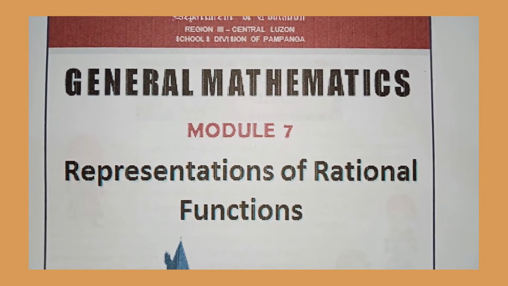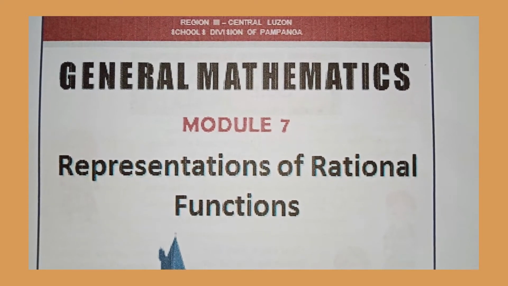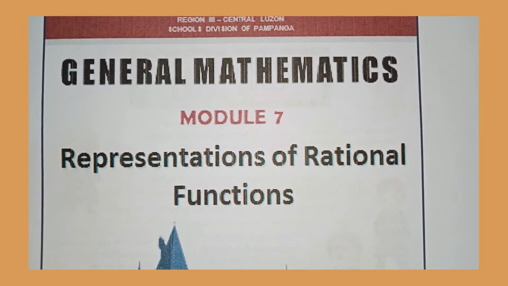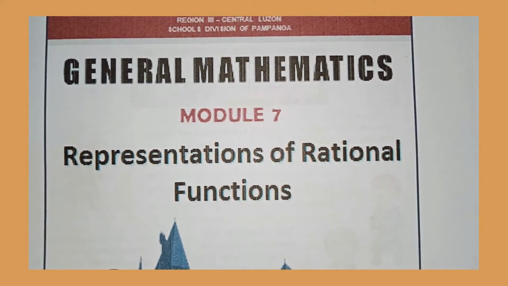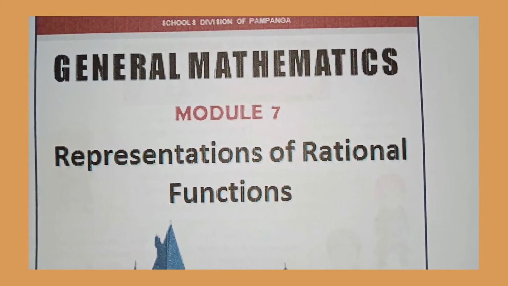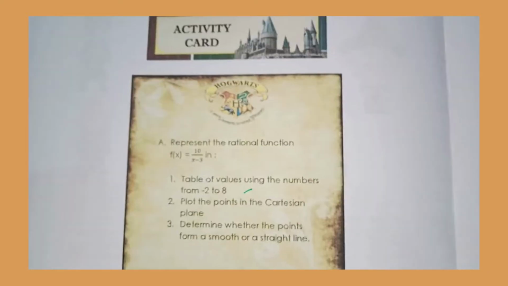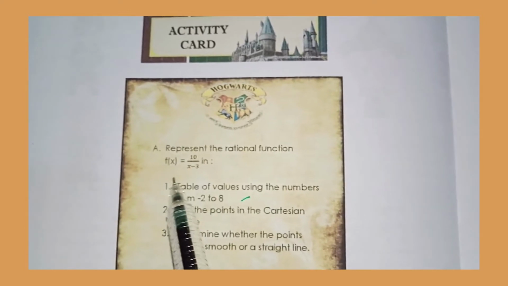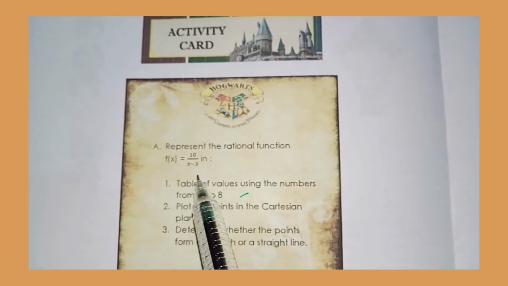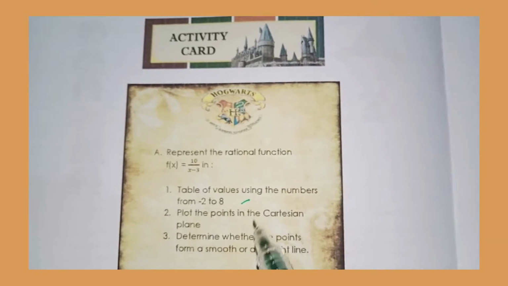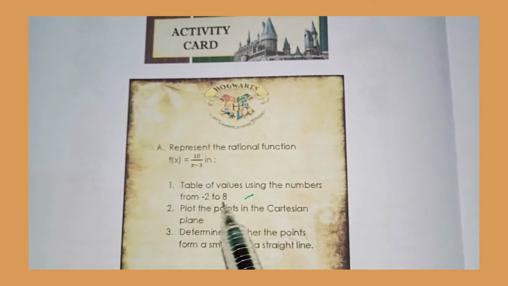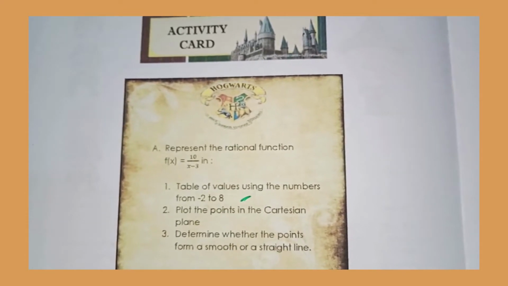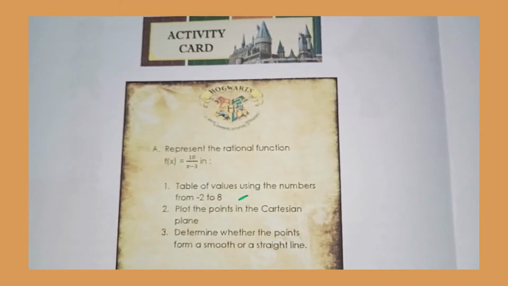General Mathematics Module 7 talks about representations of rational functions. So, yung mga rational functions, they may be represented through table of values or graphs. Pero magpo-focus lang tayo sa table of values. For activity card letter A, we are given the function f of x is equal to 10 over x minus 3. And then you need to make a table of values from negative 2 to 8. So, yung gagawin nyo lang is only number 1. A table of value from negative 2 to 8.